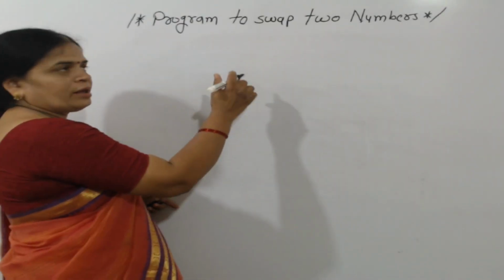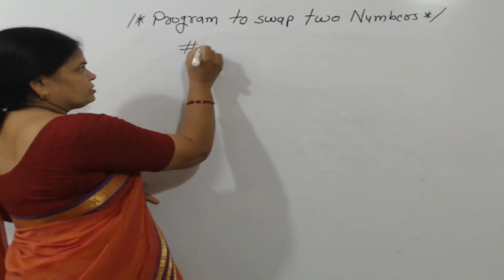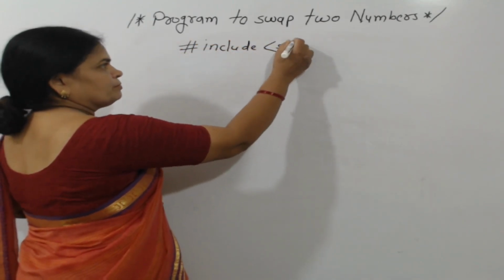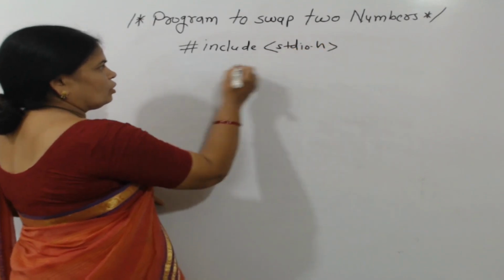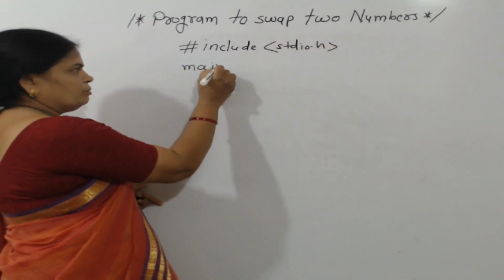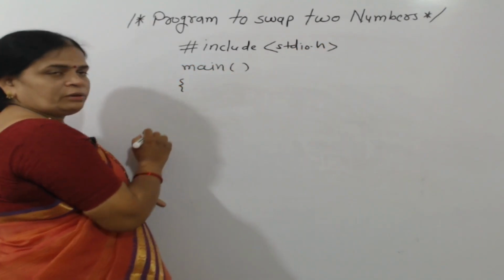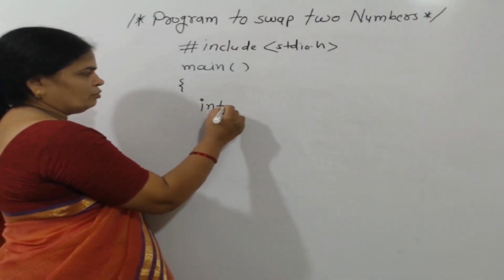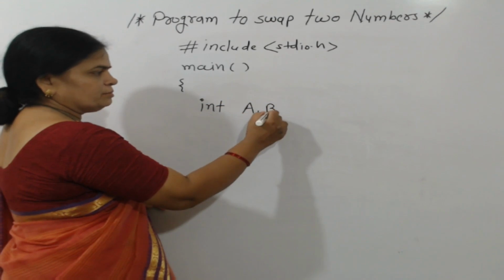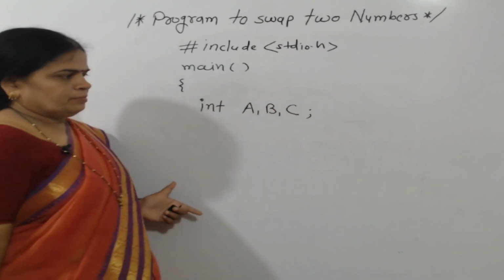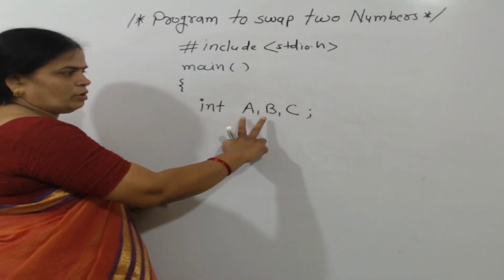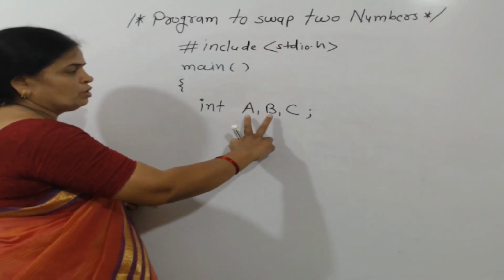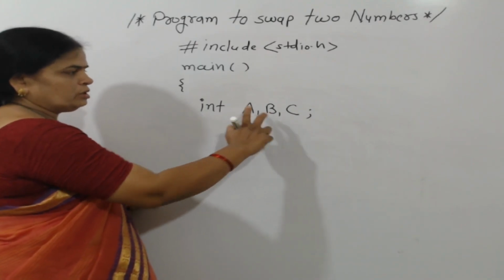Firstly you can have the comment. After that the statement #include <stdio.h>. After that I will write the main function, then the opening brace, and then the declaration part. Suppose here I am declaring the variables A, B, C. Of course, for swapping the two values you will require two values, so here I am inputting the two values.